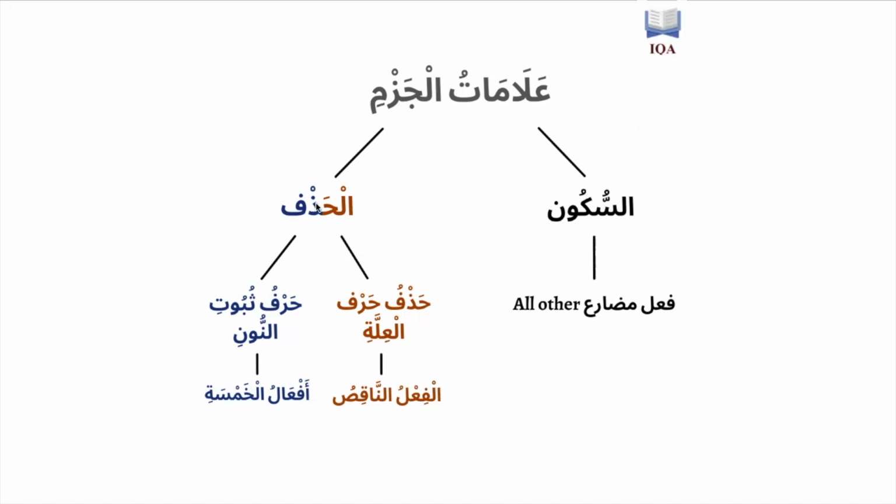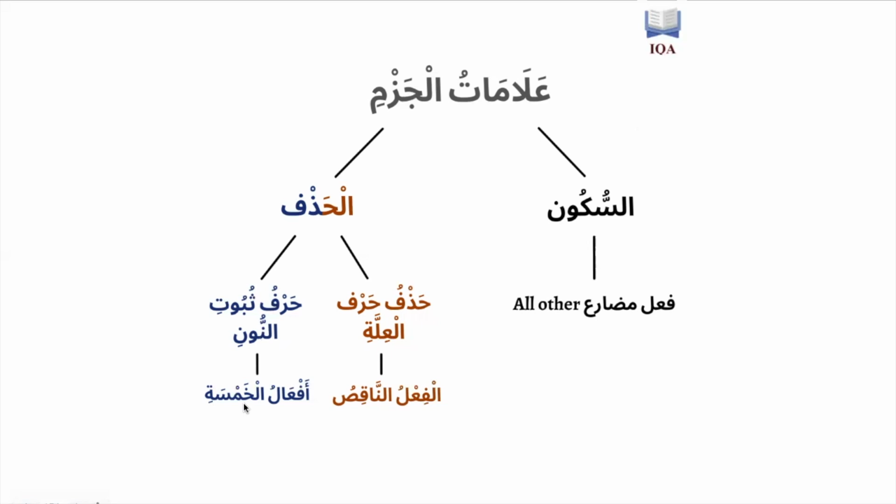But it does have a secondary sign, which is al-hadfu, the dropping. Al-hadfu means dropping or the dropping, if you will. The dropping of what? The dropping of thubut al-noon, or harf thubut al-noon. The dropping of thubut al-noon. Thubut al-noon is the noon that comes at the end of the five verbs.